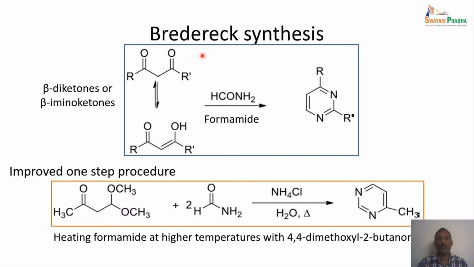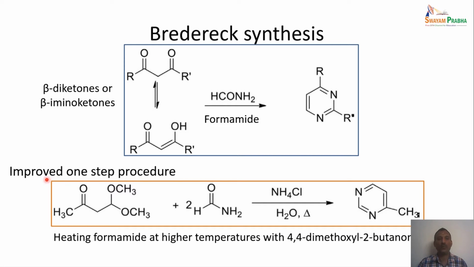The next one is the Bredereck synthesis. In this case, beta diketones or beta ketoimines are used as the starting material. The beta diketone can exist as a keto-enol tautomer as shown here. These are the two tautomeric forms which exist. When this is treated with formamide, that leads to the substituted derivative here. So when there is an R group here and an R prime group here, we have R and R prime in the product. That is how substituted pyrimidines can be prepared using this method.